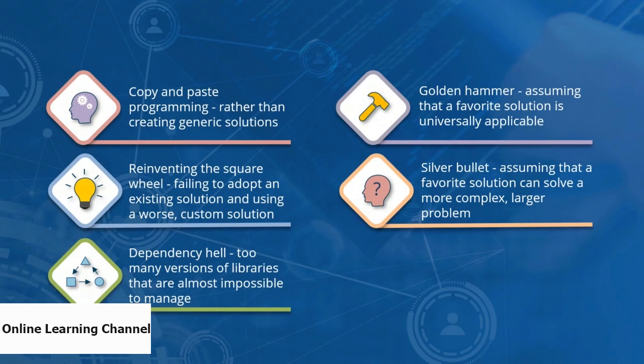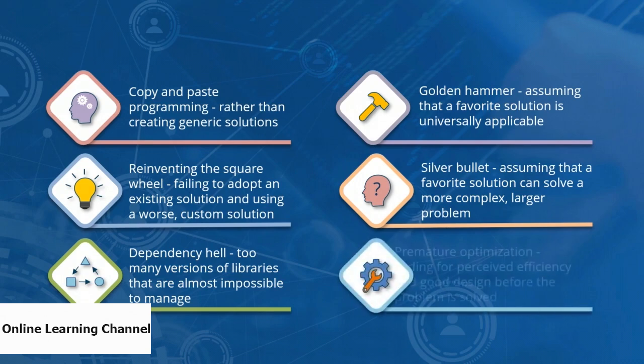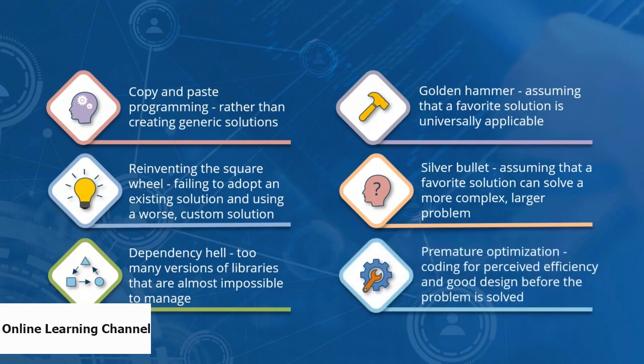The next anti pattern is one that I believe is more common with experienced developers rather than novice developers: premature optimization. You code for perceived efficiency and good design before the problem is solved. Now, it's good to have efficient, performant, and optimized code. It's good to refactor your code into reusable components. But if you do it too soon, all you'll end up doing is refactoring and cleaning up code. You won't actually accomplish what you set out to do.